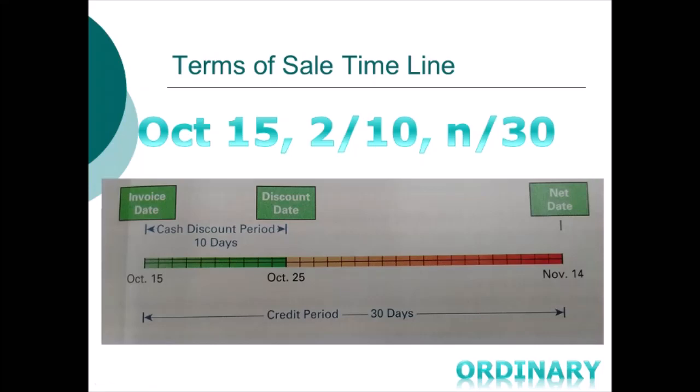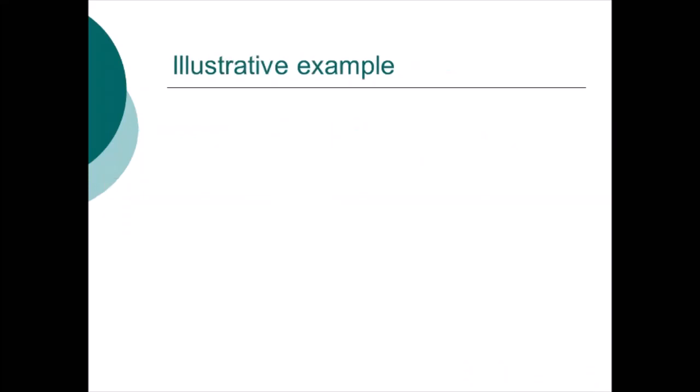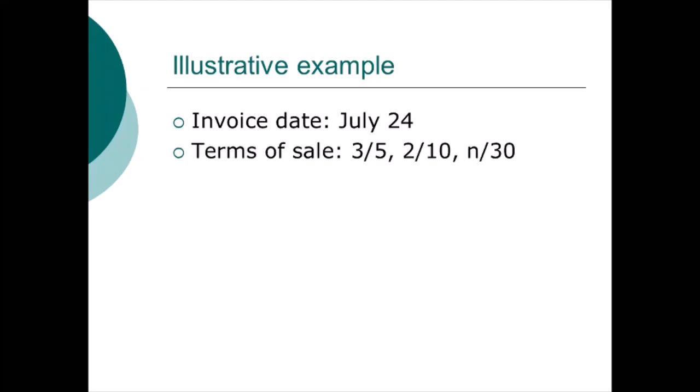This illustration represents ordinary dating. Let's have an example. The invoice date is July 24. The terms of sale: a 3% discount is offered if the invoice is paid within 5 days, a 2% cash discount if the invoice is paid within 10 days, with the net amount due in 30 days. So what are the dates of these transactions?